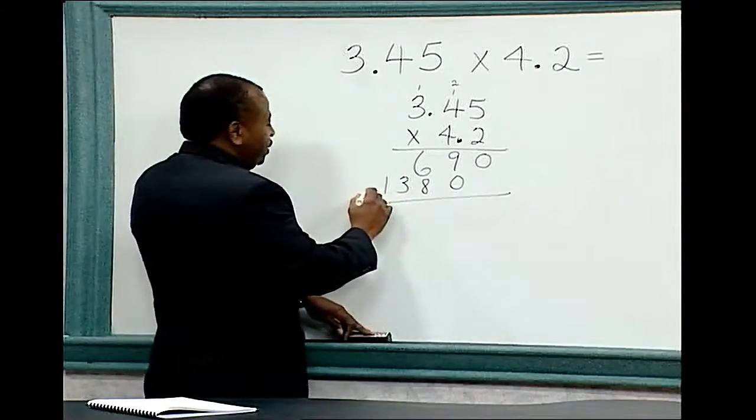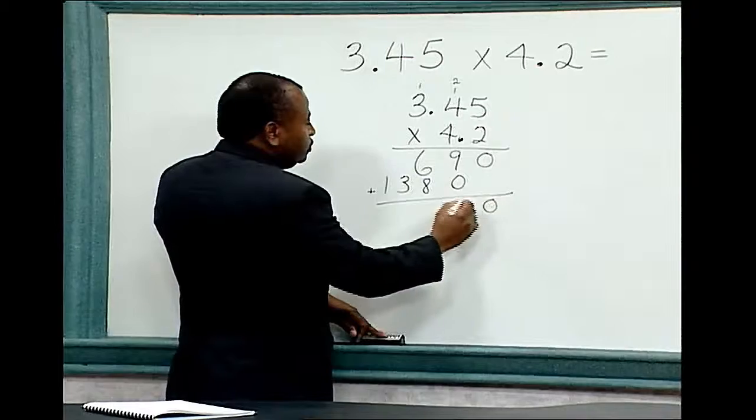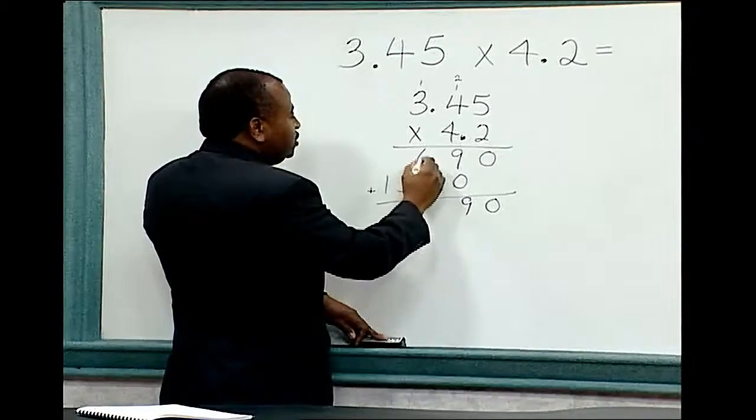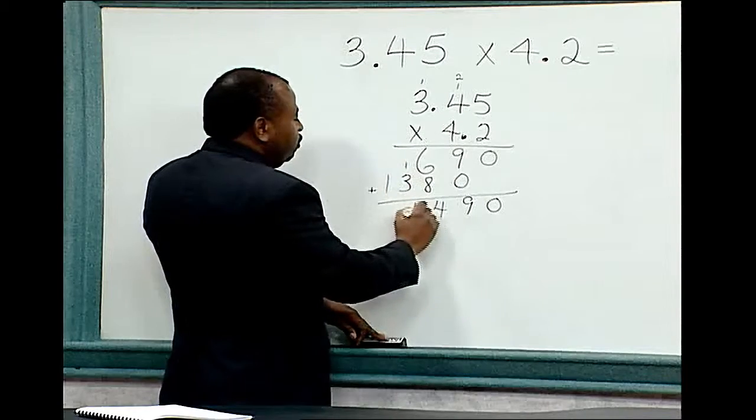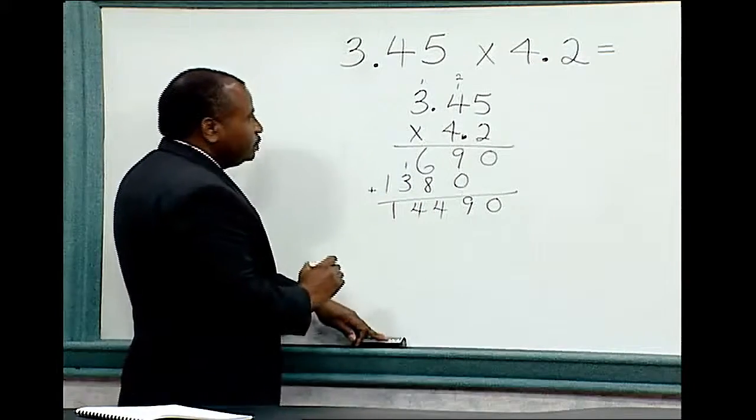Draw your line and add. 0, 9, 8 and 6 is 14, 4, carry 1. 3 plus 1 is 4, bring down the 1.